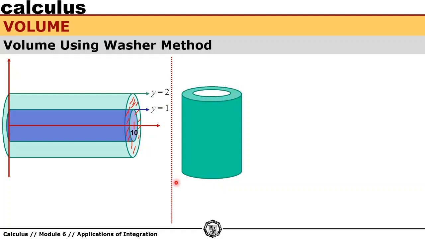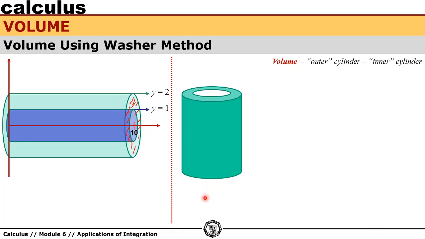Now, to find the volume of that, the way we're going to approach it is to find the volume of the outer cylinder, which is the green cylinder here, and subtract from it the inner cylinder, which is the blue cylinder. Okay, and that's basically going to be the approach.